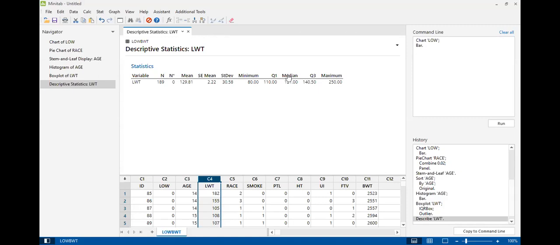Q2, the second quartile. The second quartile is the median, right? So the answer is median. Sorry, the mean is 129. So the mean is 129, and the median, or Q2, is 121. Okay, I have completed that part.